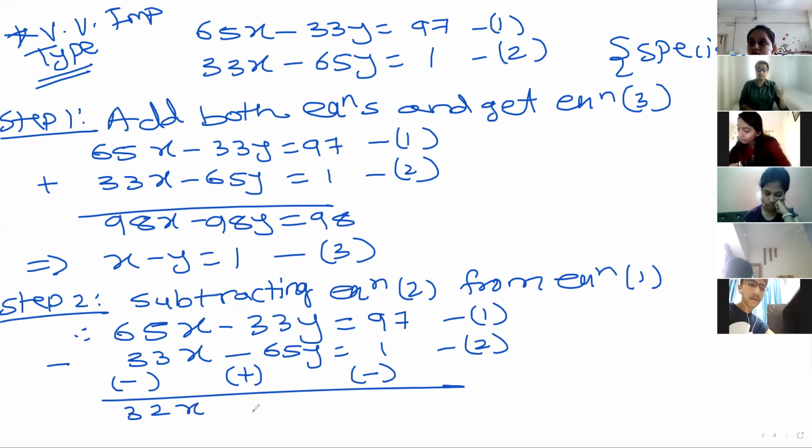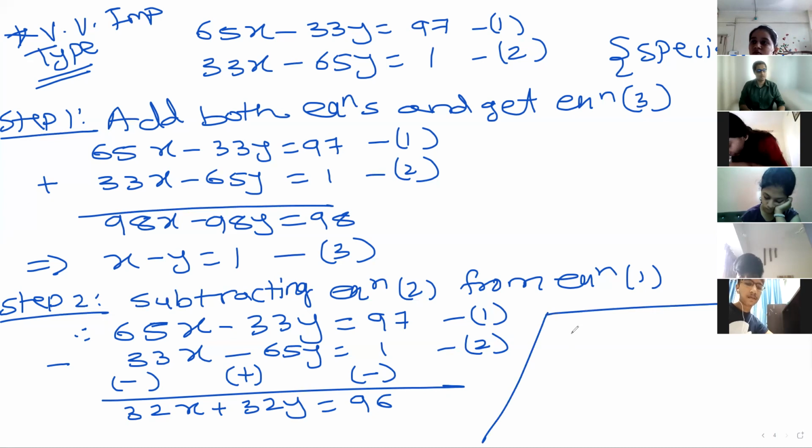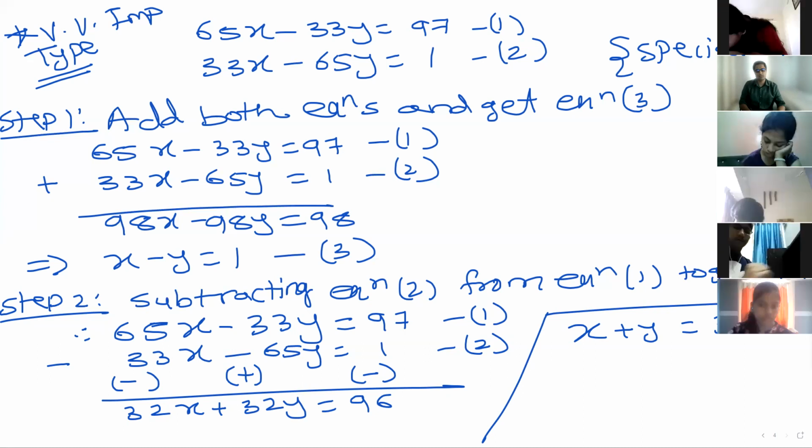32y, plus or minus? Plus. Plus 32y is equal to 97 minus 1, 97 minus 1, 96. Correct. Now if you divide both sides by 32, how much will you get? x plus y is equal to 3. Call this equation 4. So basically now you can see, that became very easy.